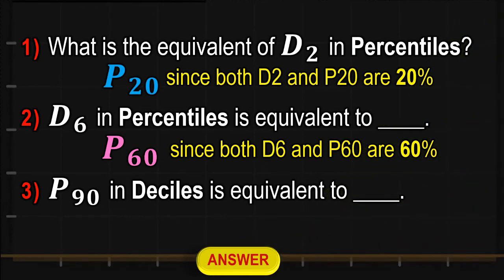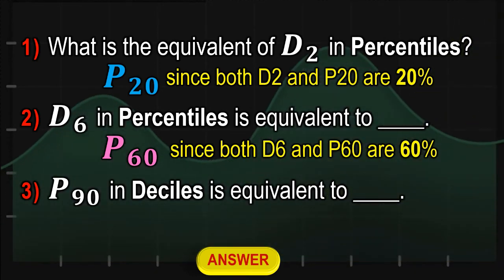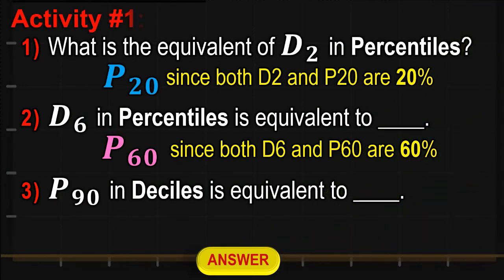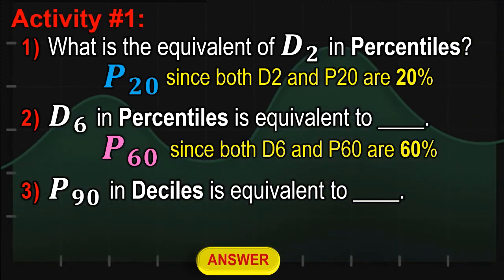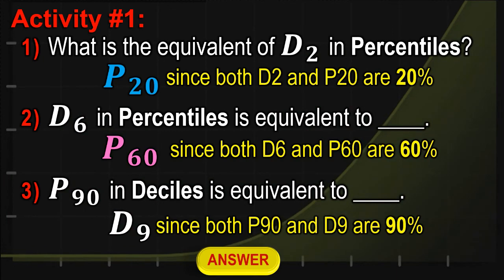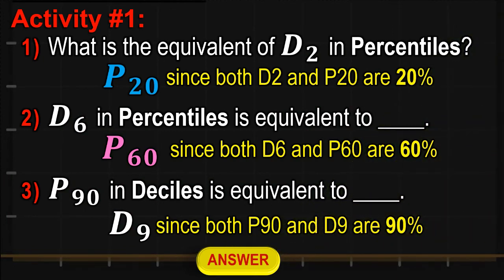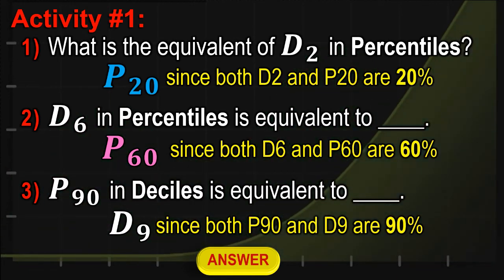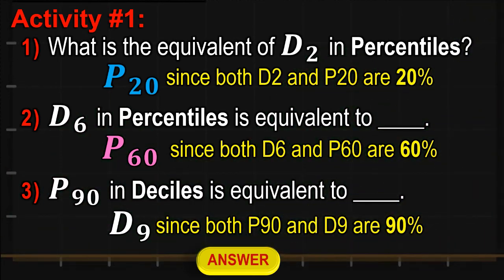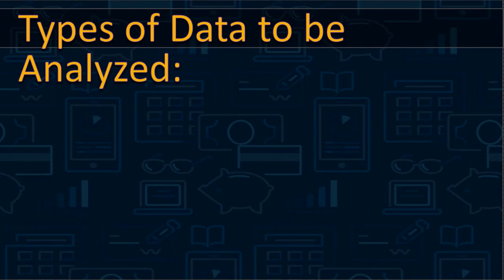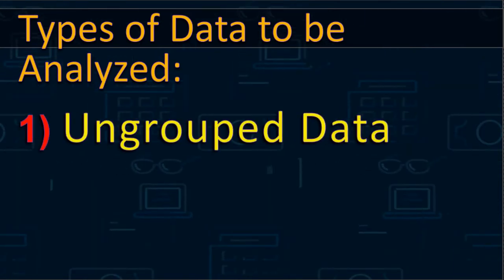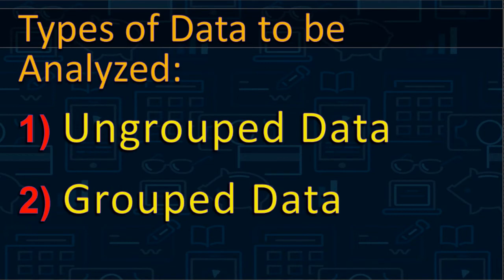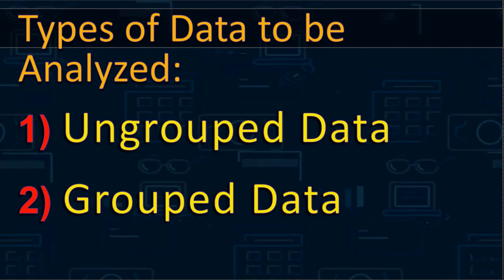What about percentile 90 in deciles? It is equivalent to decile 9, correct? Since both percentile 90 and decile 9 are 90%. There are types of data to be analyzed. First, we have ungrouped data, and second, we have grouped data.